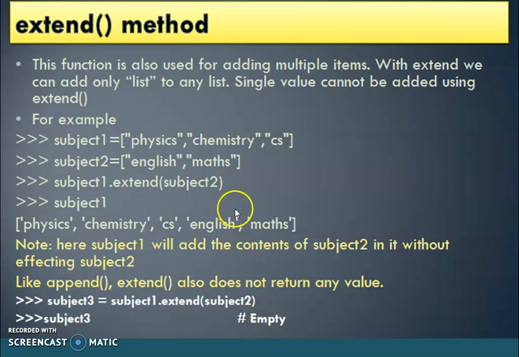When you add the contents of subject2, it will not affect the subject2 list. Like append, extend also does not return any value. Append does not return any value, and like that, extend does not return any value. See here, subject3 is equal to subject1.extend(subject2). Then subject3, what will it be? Yes, it's empty.